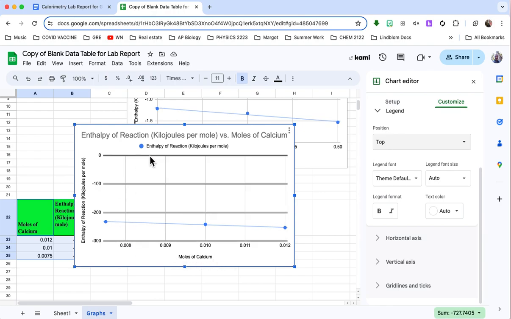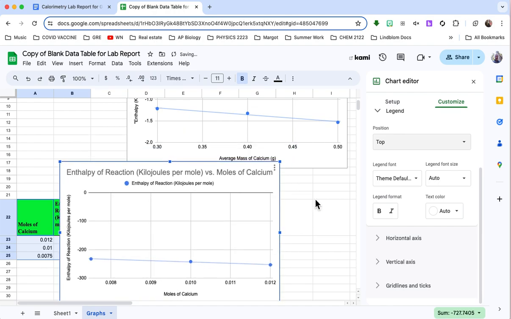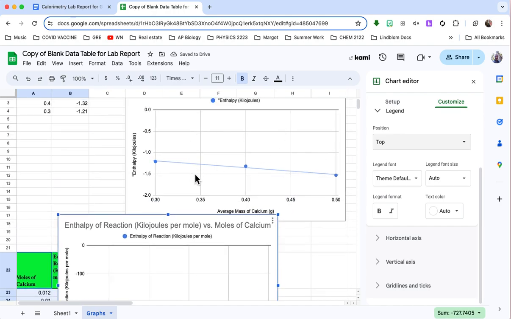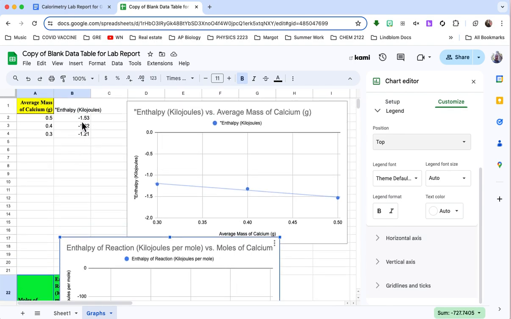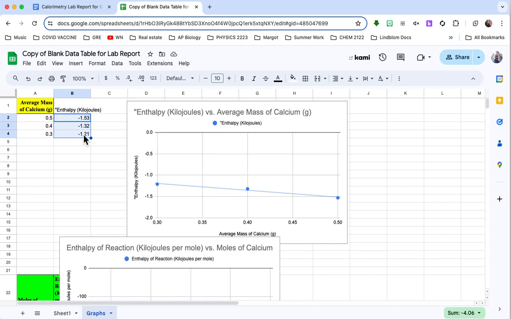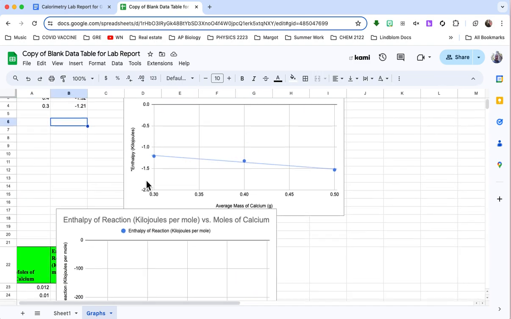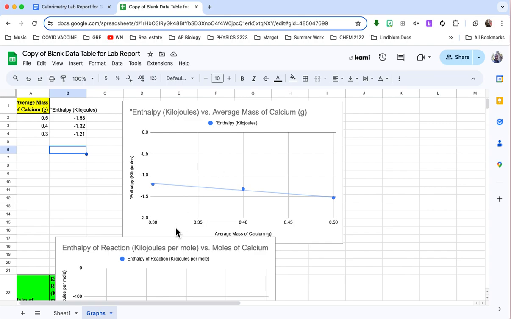You can see with both of these charts that I have a grid showing. That means that both of my axes are being treated as numbers, okay, and not being read as text. You want to always make sure that you only have numbers in these different columns, okay? But that's how you're going to make your graphs.